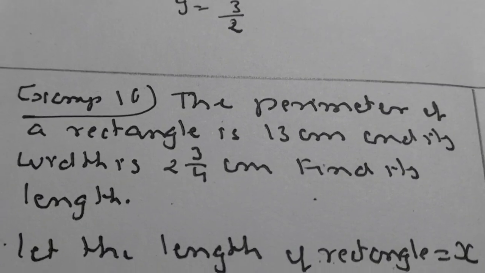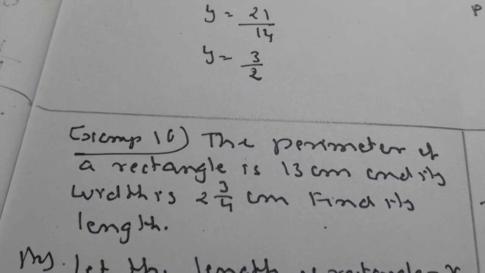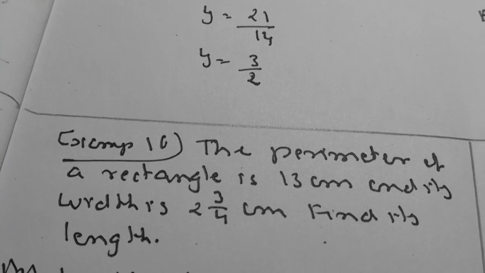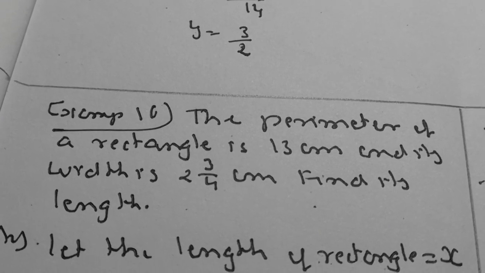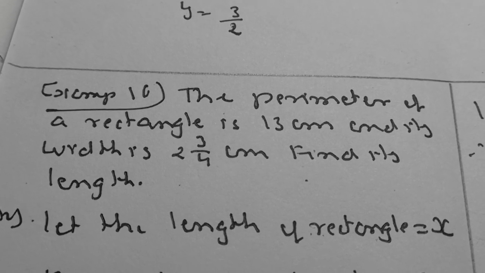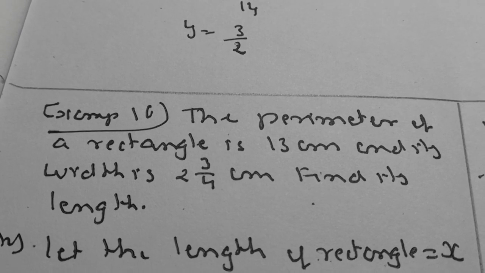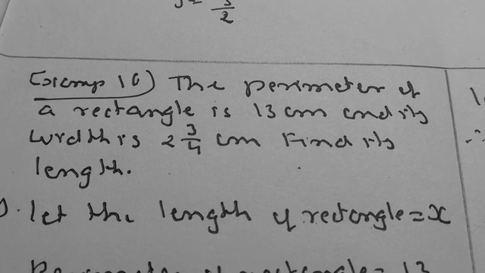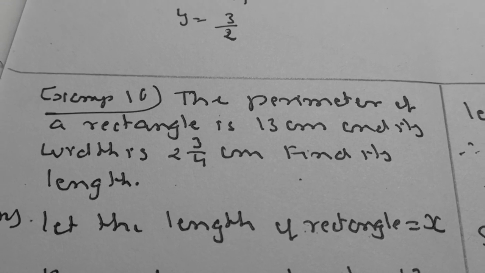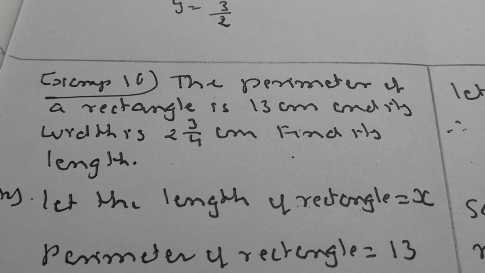Illustration number 6. It is a problem sum. The perimeter of a rectangle is 13 cm and its width is 2 and 3 upon 4 cm. Find its length. Now dear friends, here the breadth is given to you and the perimeter is given. They have not given you the length. So we are going to find out the length.